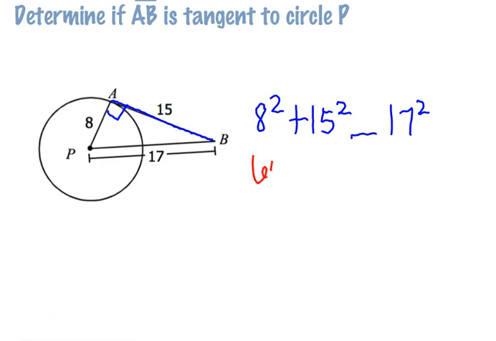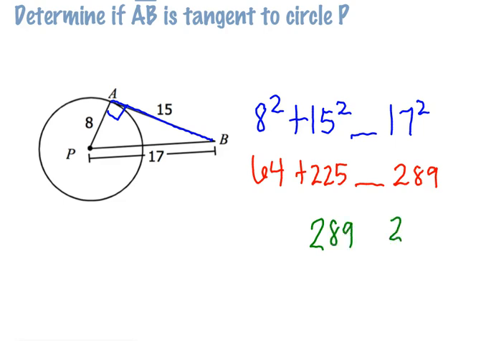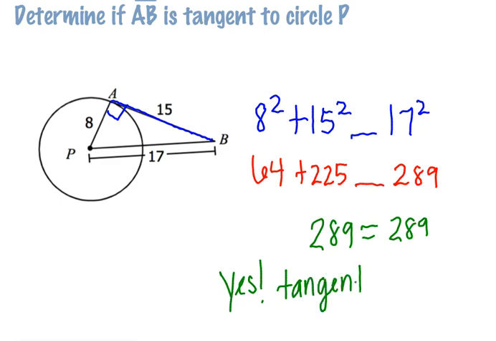So we'll get 64 plus 225. So does 289 equal 289? Yes. So it's tangent. Had we got 290, would it be tangent? No. It has to be equal.